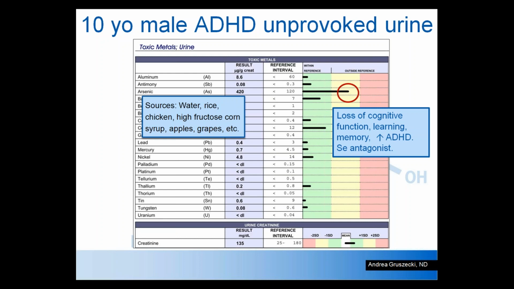Arsenic can also affect transporter systems for dopamine, serotonin, and norepinephrine, may prevent reuptake back into the neuron, which would further dysregulate neurotransmitter levels. And in addition, arsenic is a major biological antagonist to selenium, which is required for normal monoamine oxidase function and neurotransmission.